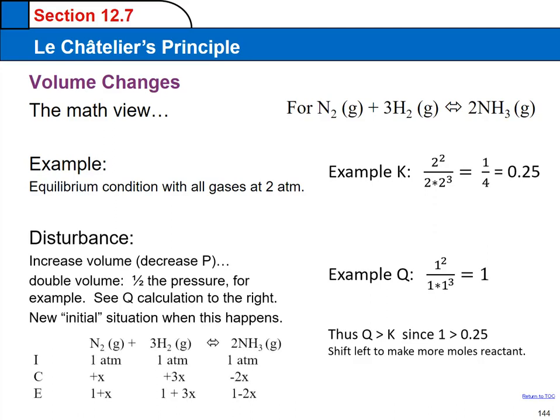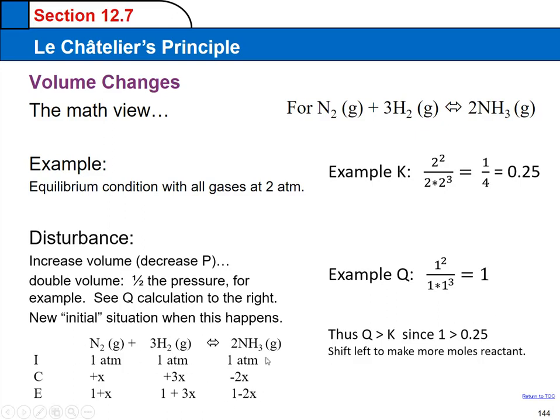And if we were to set up an ICE table to solve this problem, we'd put our new initial non-equilibrium pressures of 1 atmosphere across the board: 1 atmosphere for nitrogen, 1 atmosphere for hydrogen, 1 atmosphere for ammonia. And then in the change line, since I know now it's going to shift left, I'm going to increase the reactants, so I'm going to add the change there. The change goes X for nitrogen, plus 3X for hydrogen, minus 2X for ammonia, since that's the product and it's going away. And I can set up a new equilibrium line: 1 plus X for nitrogen, 1 plus 3X for hydrogen, and 1 minus 2X for ammonia.